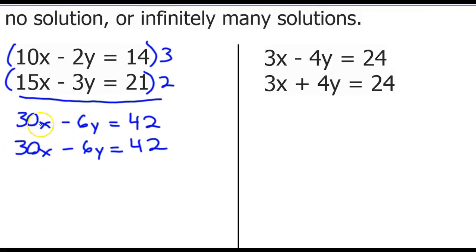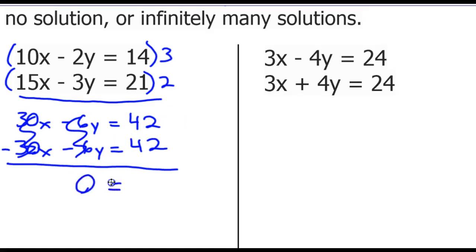So we're going to try to eliminate these. If we subtract them, 30 minus 30 gives me 0, that eliminates. Negative 6 minus negative 6, that eliminates. So we'll get 0 on this side, equals 42 minus 42, which is 0. That eliminates. So what we're left with is 0 equals 0. Well, that's true, 0 does equal 0. So the number of solutions for this problem is IMS, or infinitely many solutions.